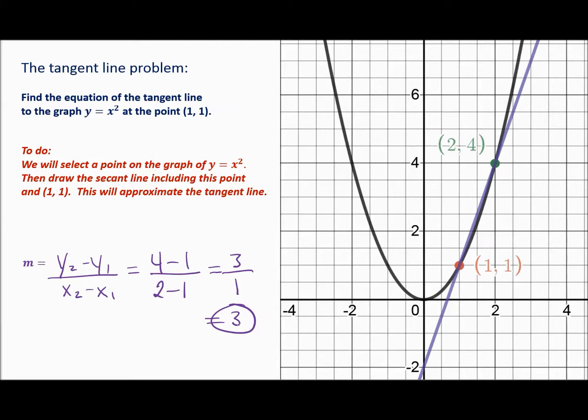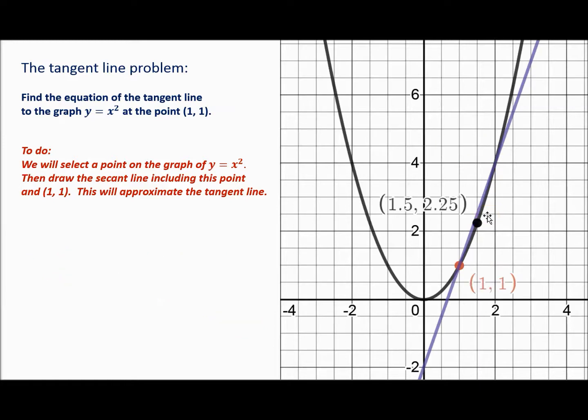Now you tell me what would make a better approximation. What if I picked a point closer to (1, 1)? Instead of (2, 4), pick something closer. And I don't want to say instead of, because we need this first approximation to look at the next, to look at maybe even another one after that. So let's keep going. So let's look this time at the point (1.5, 2.25).